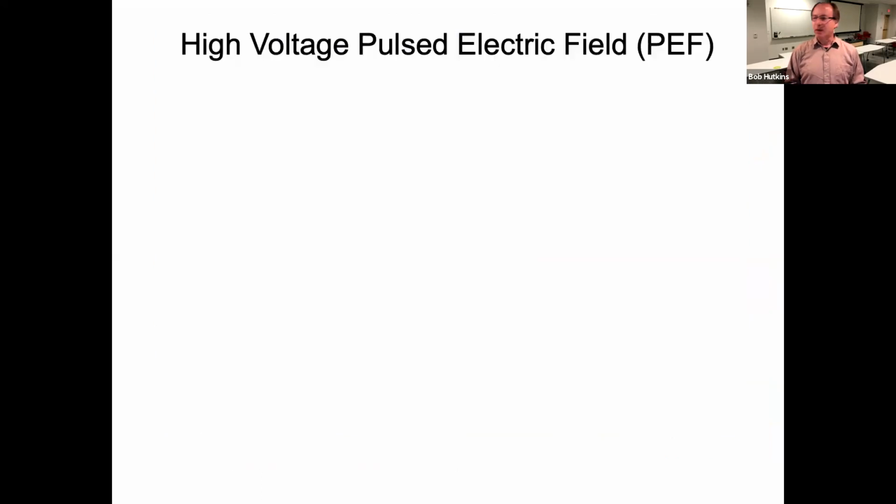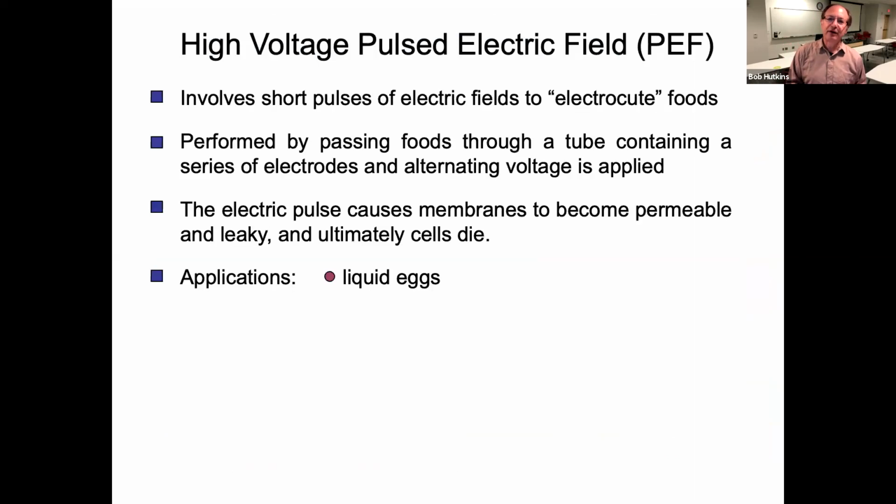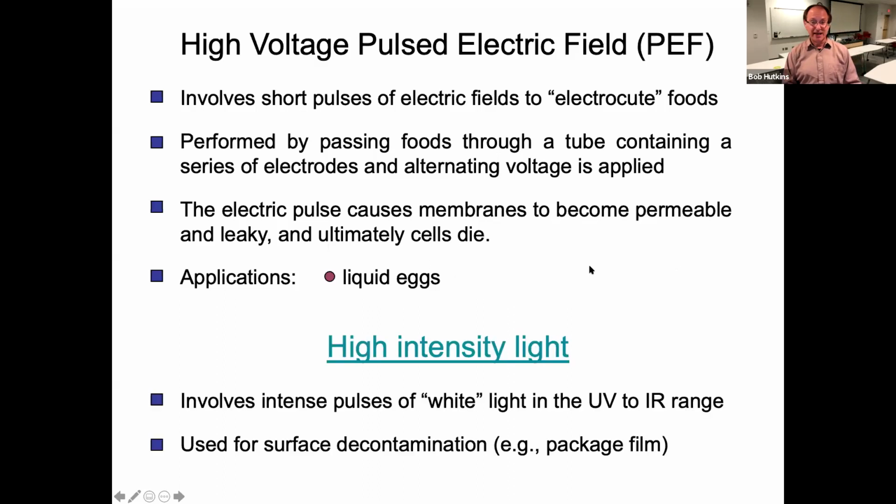All right. The next one we'll briefly talk about is PEF, pulsed electric field. It involves pulses of electrocuting foods through tubes, and the electric pulse causes membranes to become permeable and leaky, and then the cells die. And the main application is liquid eggs. And I think it gets used some, but not a lot.